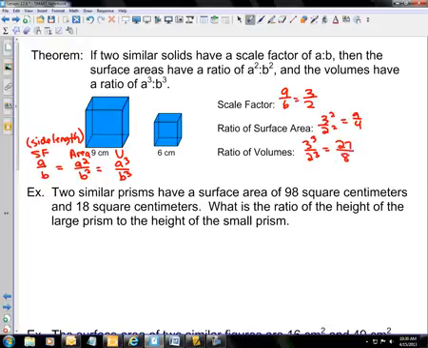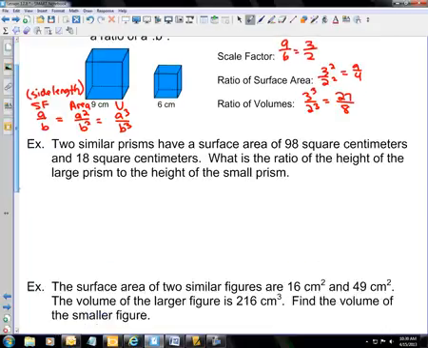In your homework today, they're going to ask you for the ratio of the surface areas. If you're given side lengths or a scale factor, you have to reduce it, and for the ratio of the surface areas, you square that. Same thing with the ratio of the volumes. If you're given the scale factor or the side length, you write it as a ratio, you reduce it, and then you cube it to get the ratio of the volumes. All right, so let's look at this first example here.